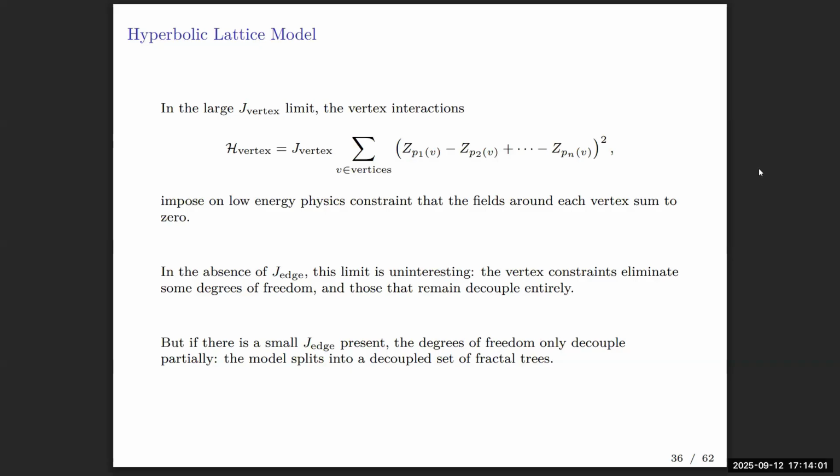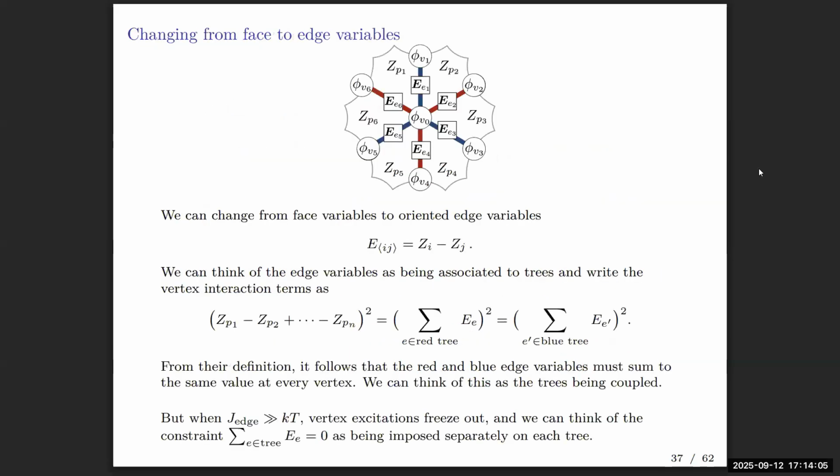So what happens now is that the degrees of freedom only decouple partially, and the model actually splits into decoupled trees. So if we go back, originally we worked with degrees of freedom sitting on the faces, right? So suppose now we introduce some edge variables. And these will have to have some orientation that gives you the difference between the sets sitting on the two sides of an edge. So you need to introduce some kind of right-hand rule or something to define the sign, okay? But that you can do.